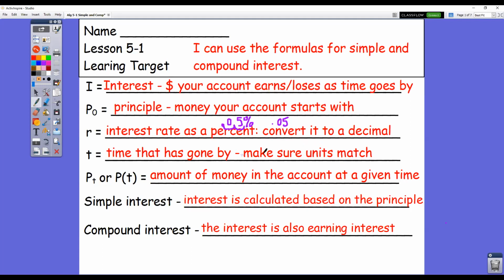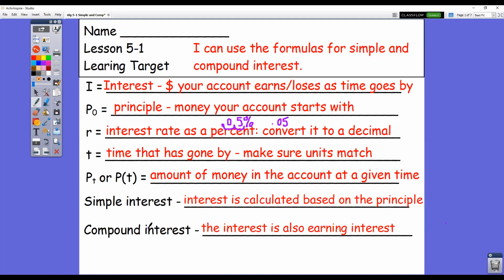T is time. Always make sure that your units match. We're going to be mostly talking about years as our unit of time. But if they happen to say like 26 weeks and then they're talking about years, well, there's 52 weeks in a year. So really your unit would be 0.5 years. So you just have to make sure that you're using the same units for time. P sub T, or P of T in parentheses, is the amount of money in the account at a given time.